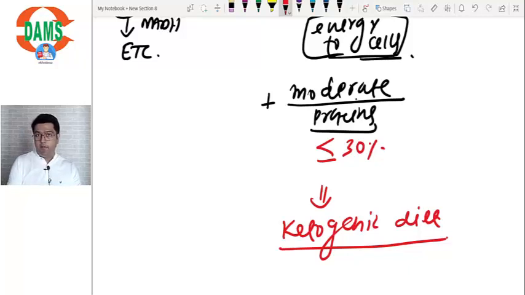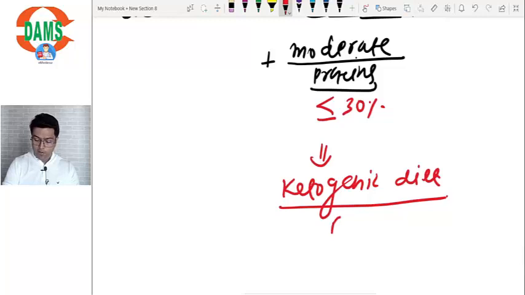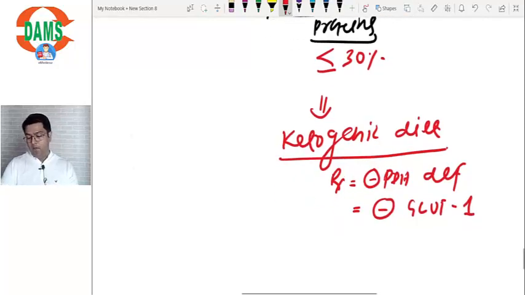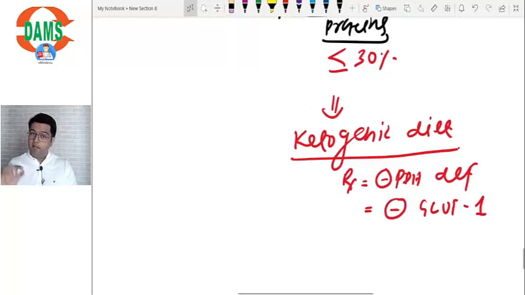There are lots of diets available, but the ketogenic diet is the one which is used in the treatment of PDH deficiency, and guys, you can also say the deficiency of GLUT1. GLUT1 is present in the blood-brain barrier. So in GLUT1 deficiency, you can give the same diet, that is high fat, low carbs. Protein you can adjust, right?